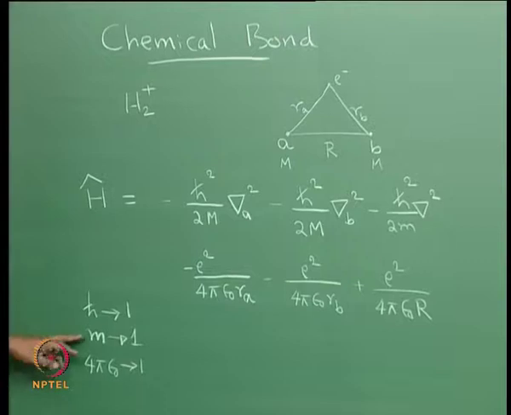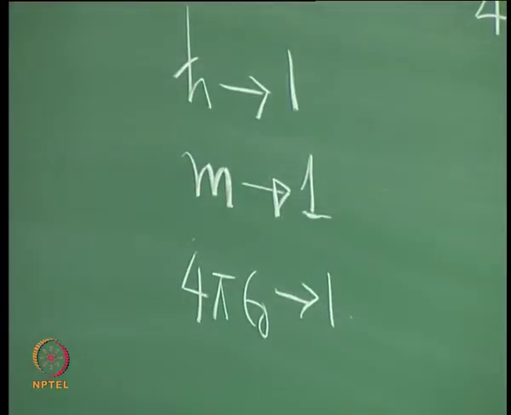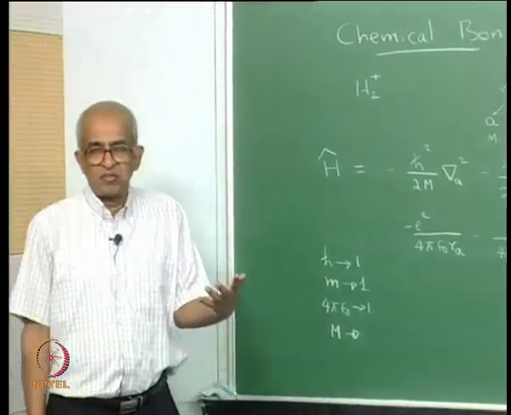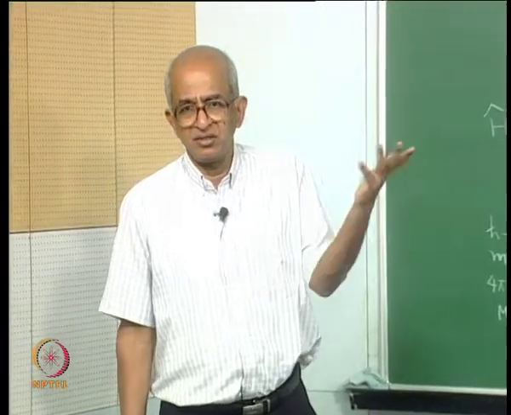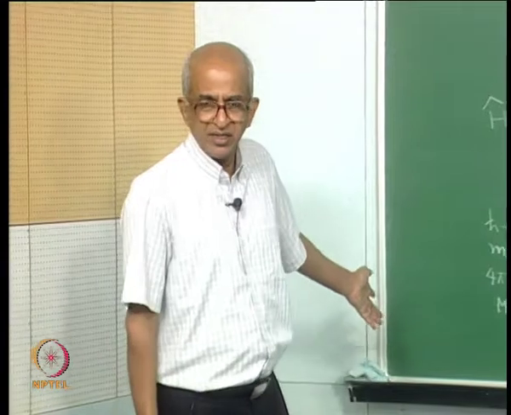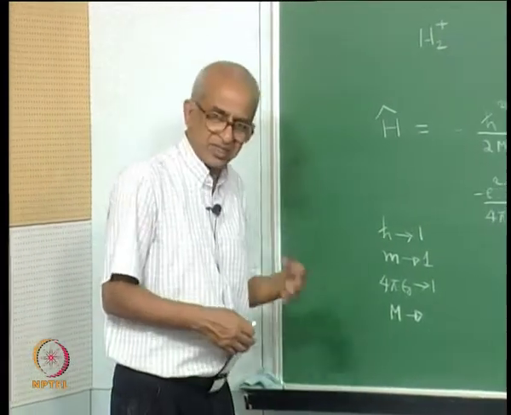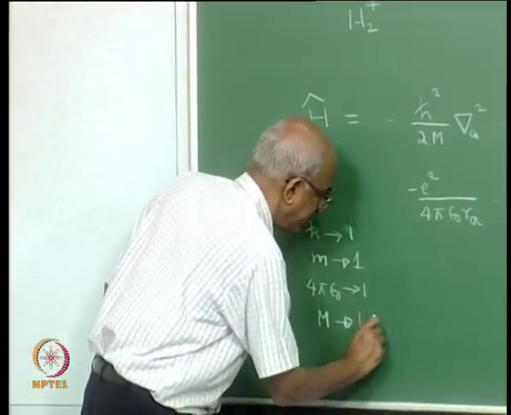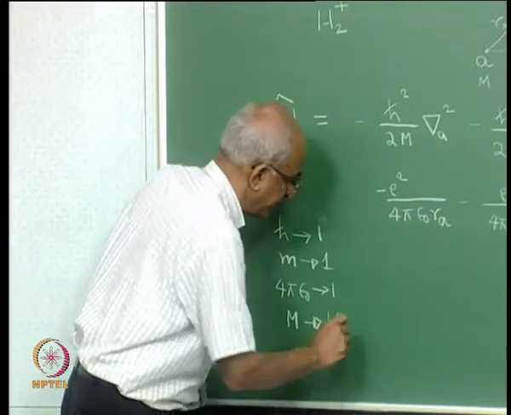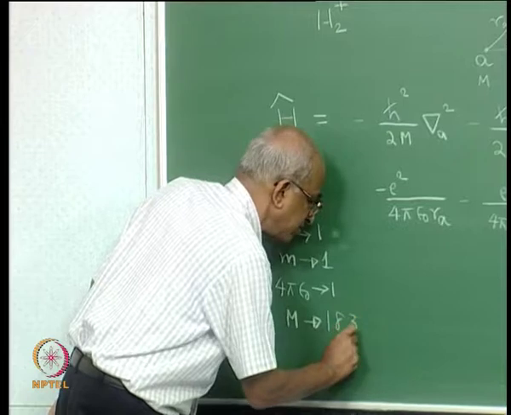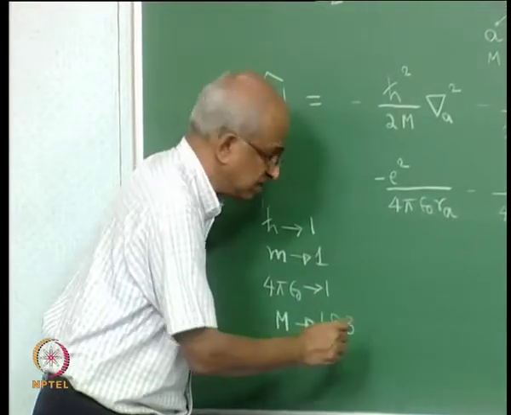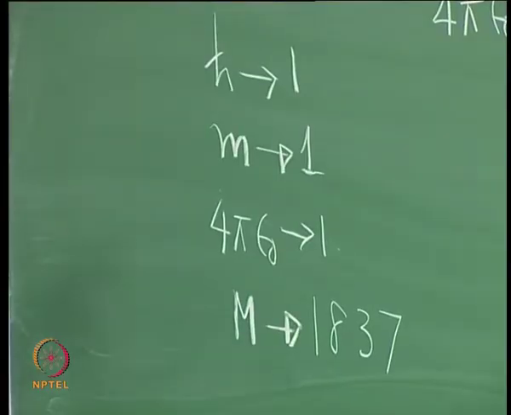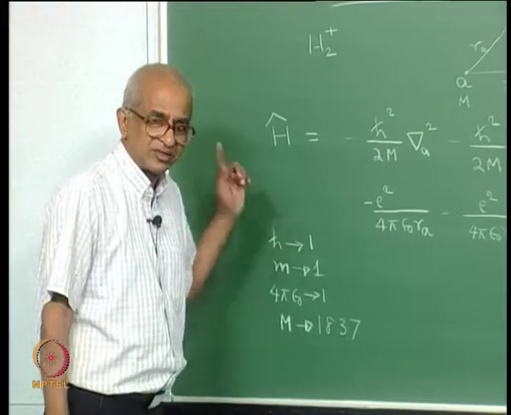Right. So, my mass of the electron is taken as the unit of mass. So, what will happen to capital M? Well, you see, a proton is 1800 and roughly 40 times heavier than the electron. So, if you measure the mass of the proton in terms of the mass of the electron, it will be about 1837. So, what will happen to the Hamiltonian if I did these things?